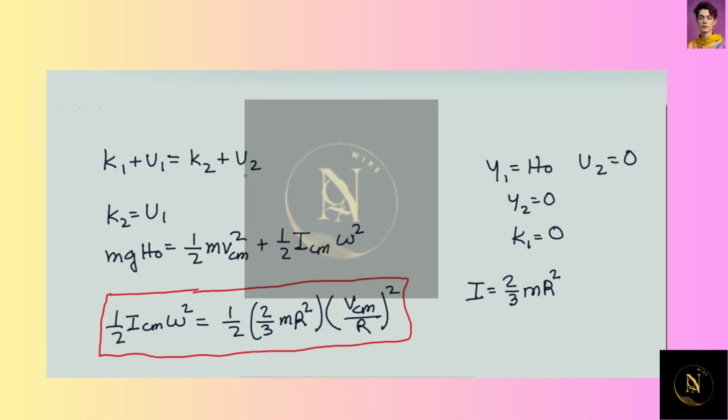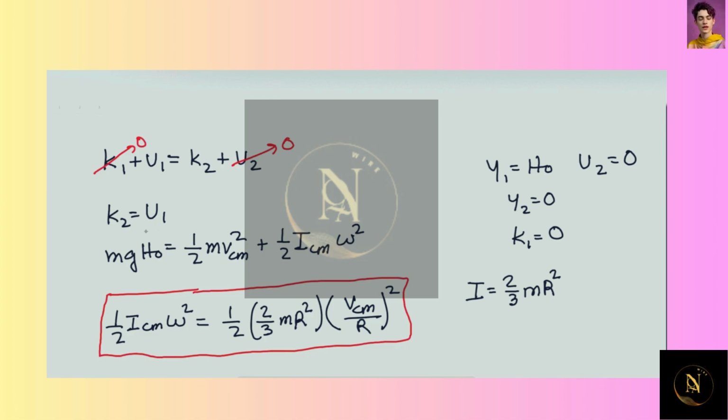Now, a few things that we need to notice here: at point 2, y is 0, so the potential energy at this point will be 0. And at point 1, since the ball starts at rest, kinetic energy will be 0, because there's no initial velocity. But y1 is h naught, the height that the basketball was initially. So we can easily see that U1 must be equal to K2.